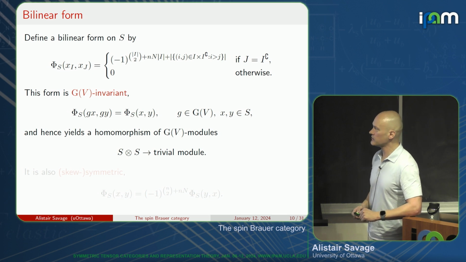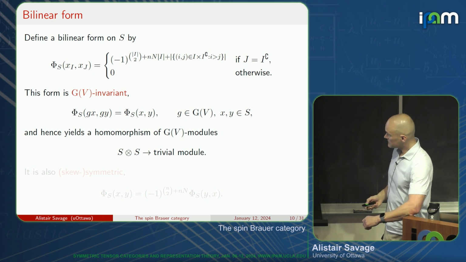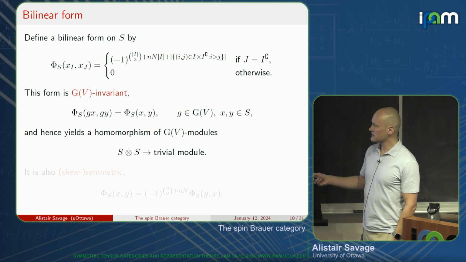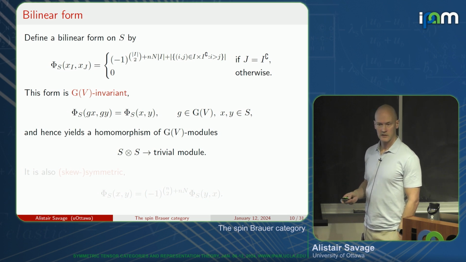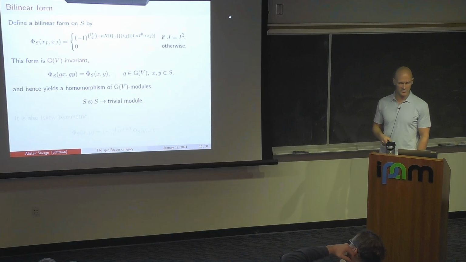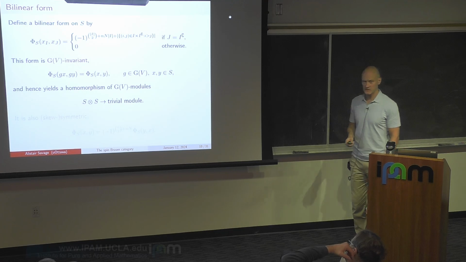Okay, so the important thing about this form is that it's invariant under the action of the group. So that means that it yields a homomorphism of G_V modules from S tensor S to the trivial module. In particular, S is self-dual. Right? So that's the importance here. We have this bilinear form that tells us that S is self-dual.